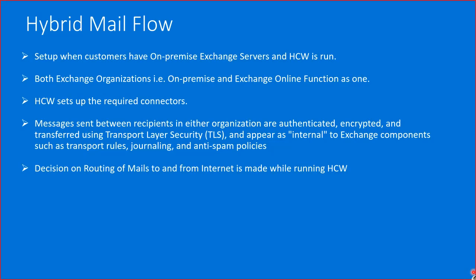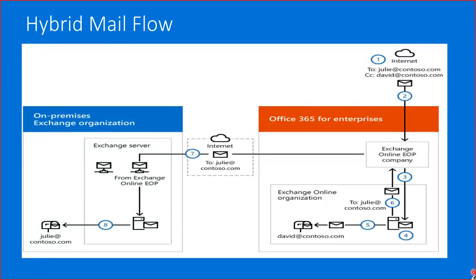When we run the hybrid configuration wizard, a part of hybrid mail flow is to also make a decision on how we want to accept messages coming from the internet. So for external messages, whether we want to accept them on premise or through Exchange Online, that decision is also made while we run the hybrid configuration wizard. And this is how it looks.